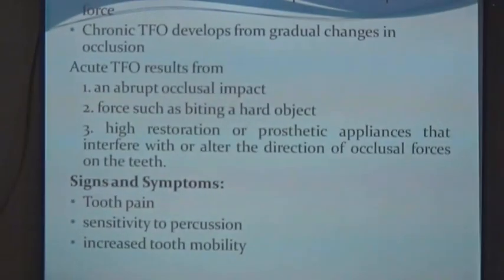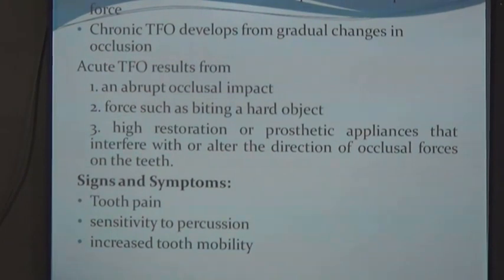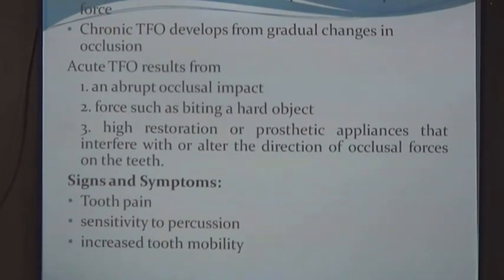and from the tissue injury, you will get a trauma from occlusion. Also, a high restoration or prosthetic appliances that interfere with or alter the direction of occlusal forces on the teeth. Signs and symptoms: tooth pain, sensitivity to percussion, increased tooth mobility. So, these three things: tooth pain, sensitivity to percussion, tooth mobility. With these three, you can think about trauma from occlusion.